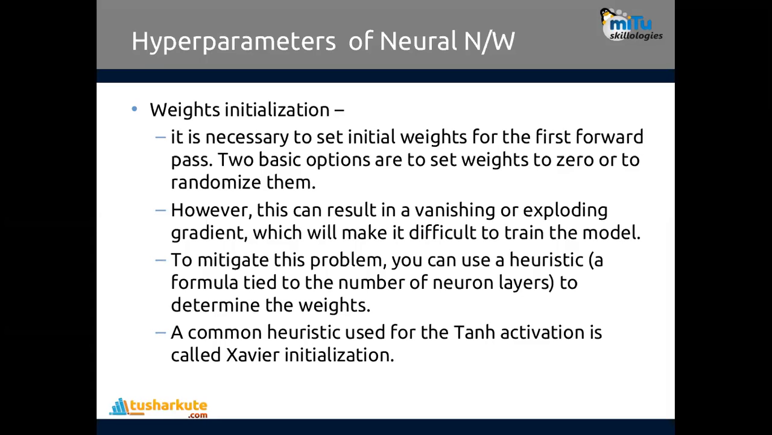Google is also working on many algorithms where they combine neural networks. Almost everything now is being worked on with neural networks, and technologies like MLP and NLP combined will be beneficial for more accuracy. This case is very important to understand when using weight initialization. To mitigate this problem, you can use a heuristic, a formula tied to the number of neurons, to determine the weights. A common heuristic approach used for the tanh activation function is called Xavier initialization. Xavier initialization is a statistical method with the help of that.